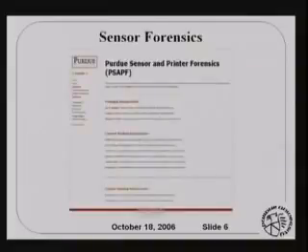So here is what is happening at Purdue in this area. This is the web page of the Purdue Sensor and Printer Forensics Group. There are three professors, Professor Edward Delp, Professor Elbeck, and Professor Chu, and here we can find the publications and other related stuff.